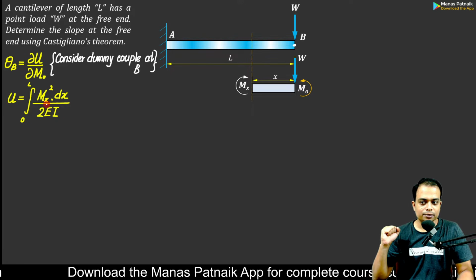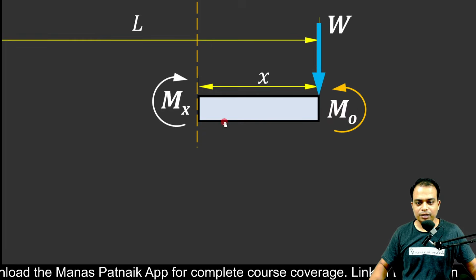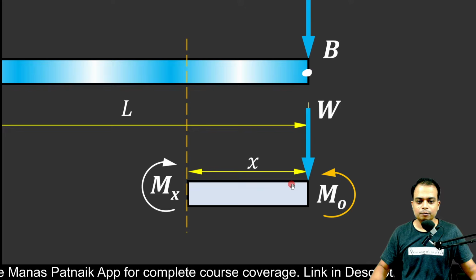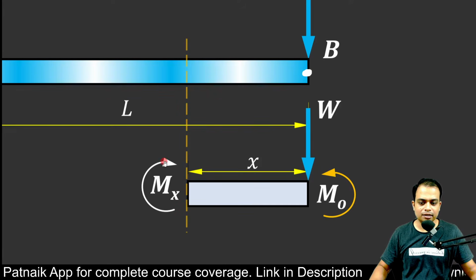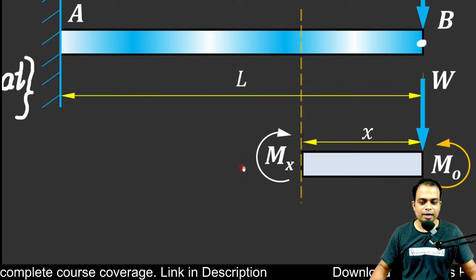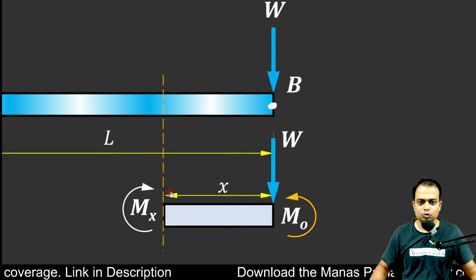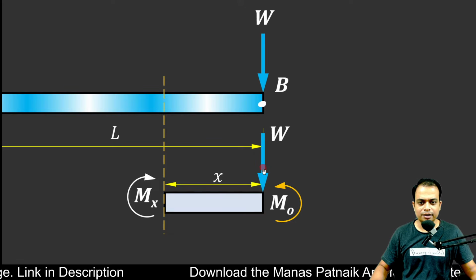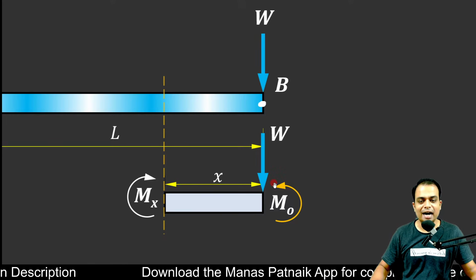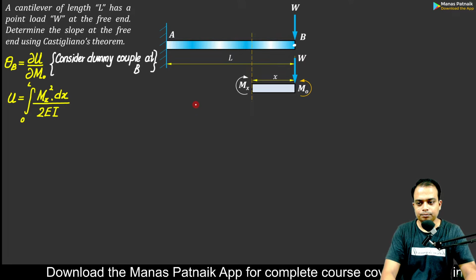How do you calculate mx? We have already taken a section, and whenever you take a section from the right, let me zoom in, this internal bending moment is clockwise. If you take a section from the left, this internal bending moment would have been anti-clockwise. So that is the idea. Zoom out. W has been recreated, and we've added a dummy couple whose magnitude is obviously 0.